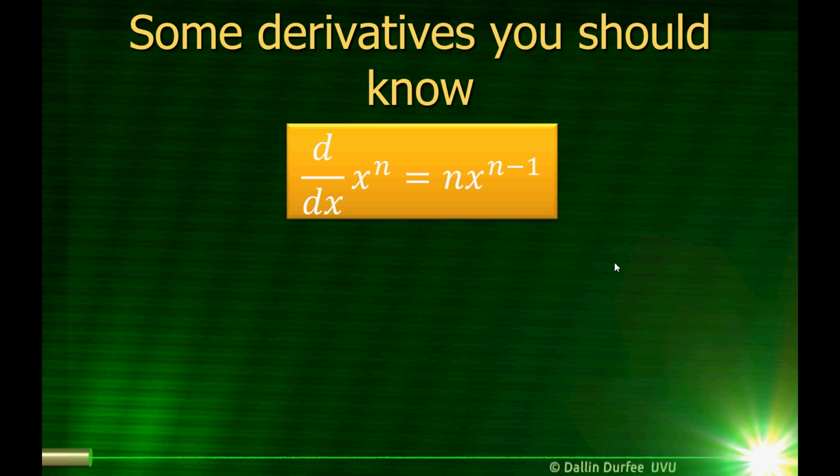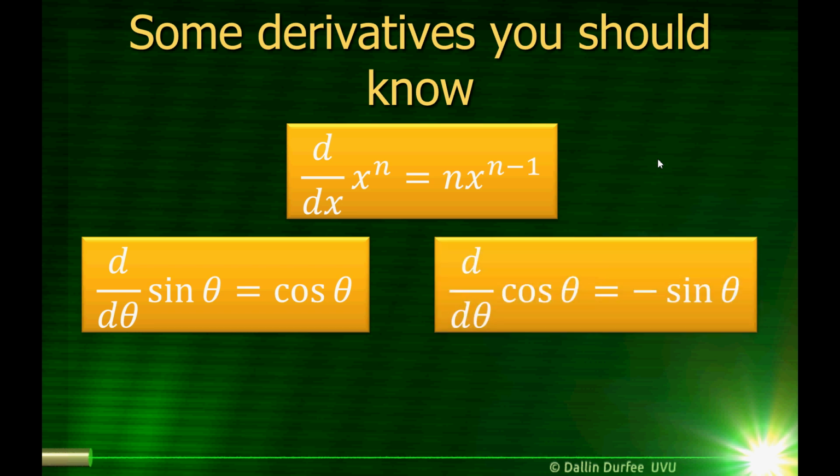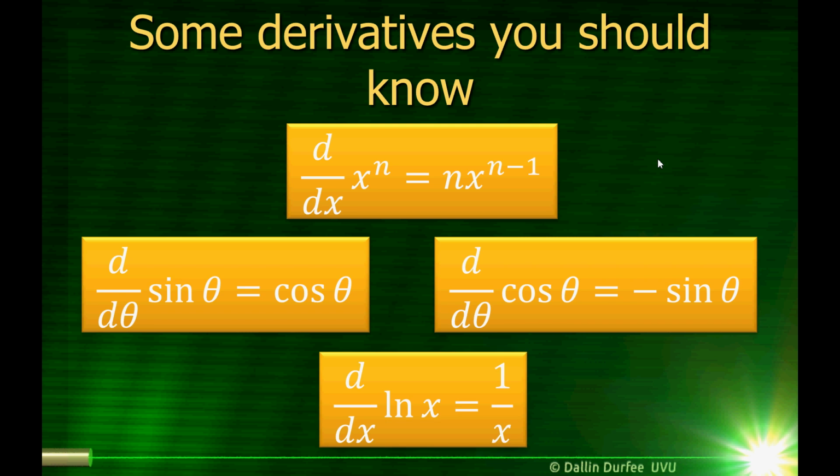All right, here are some derivatives you should know. We already talked about x to the n. The derivative of x to the n with respect to x is just n times x to the n minus 1. The derivative of sine of theta with respect to theta is cosine of theta, and the derivative of cosine of theta with respect to theta is negative sine of theta. Those are two you should also memorize and remember because they will be used a lot. And then the derivative of the natural log of x is just equal to 1 over x. That's another one you should remember.